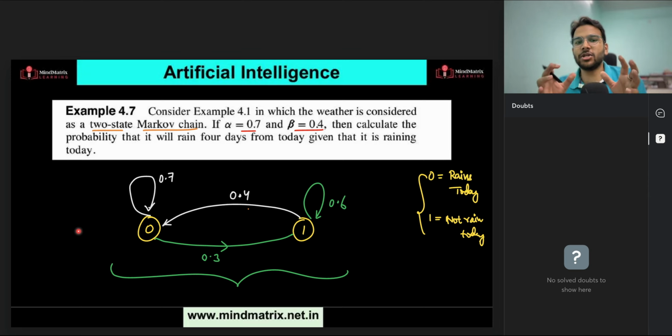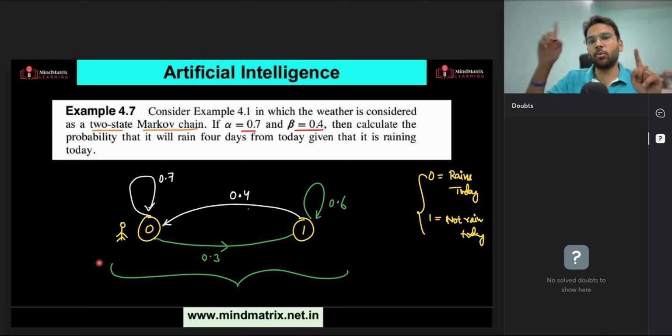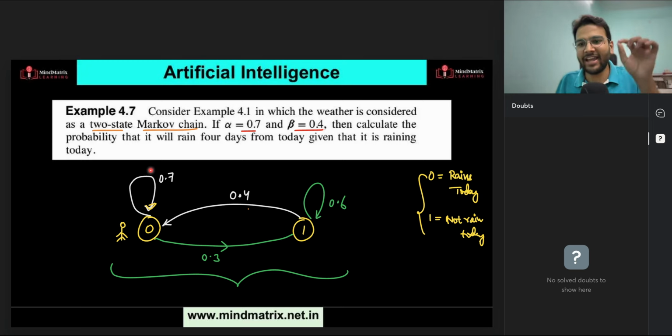So this is a state transition diagram. This is a Markov chain. Understand it this way. Present day is raining today. That means you are standing over here. Clear? Now, will it rain tomorrow? That means yes, tomorrow it will again rain, so you go back to the same state. Are you getting it or not?